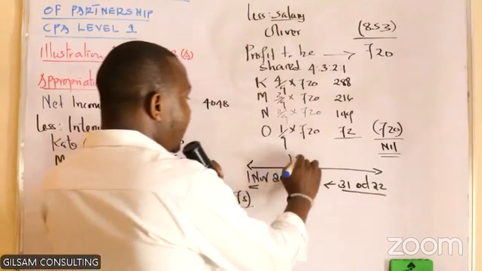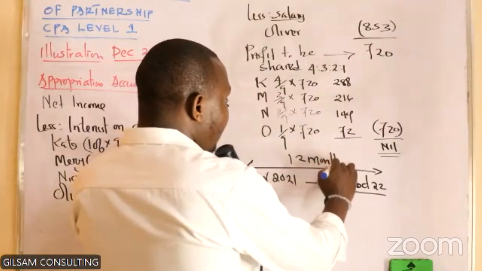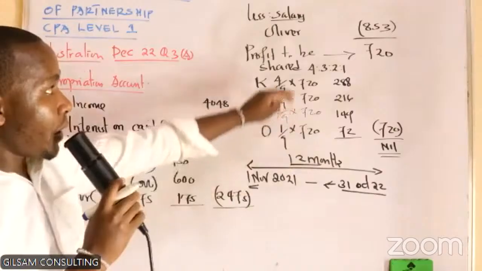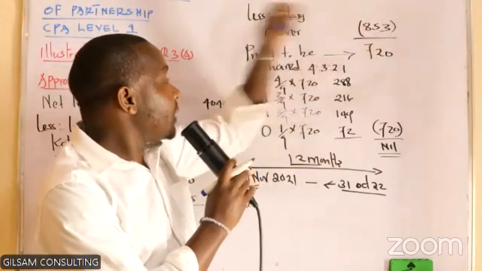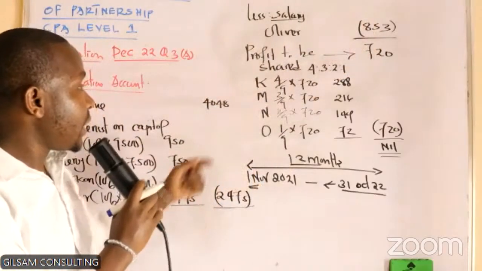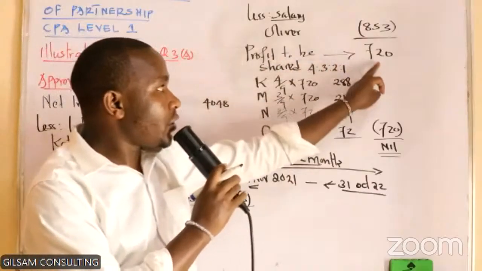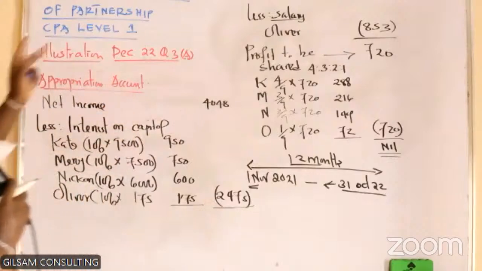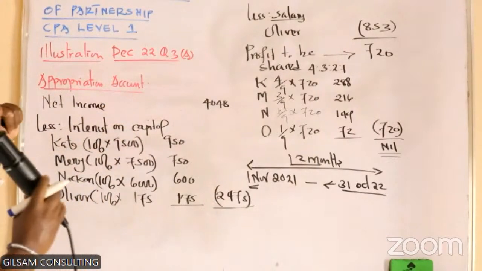So it is for 12 months. It is the 12th month. So we will capture the full amount here as a salary, which if you subtract, you will get the profit to be shared of 720,000. Remember, we have other 3 zeros which we have left out.